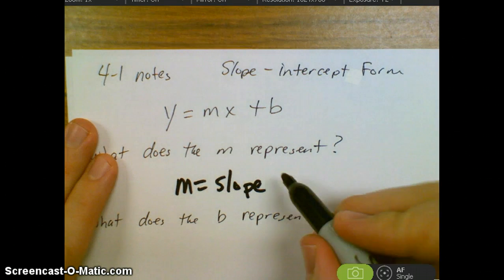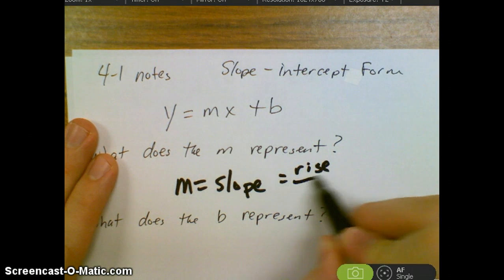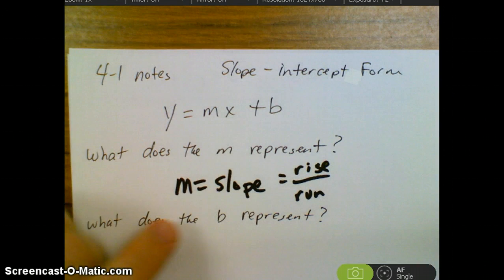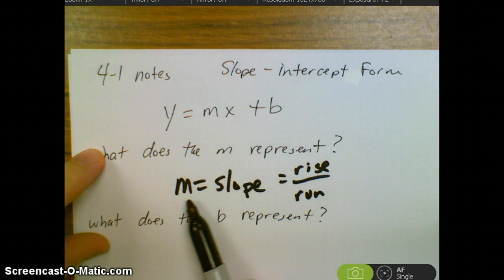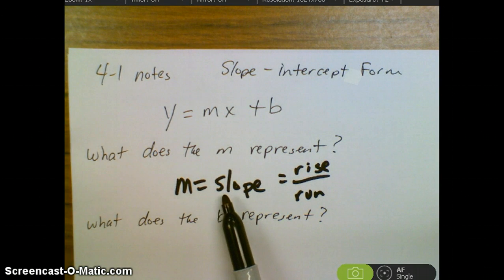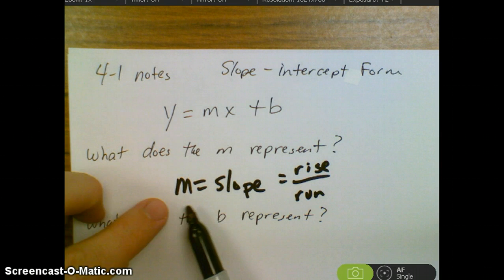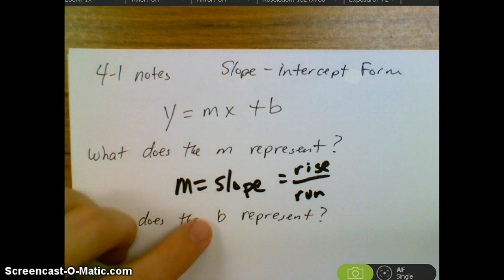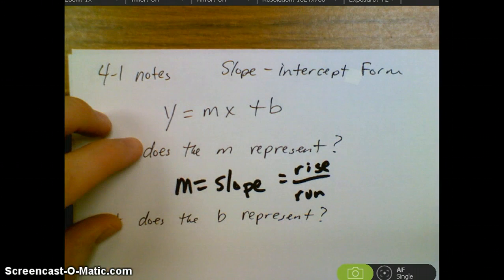So we can look at it also as the rise over the run. Now there's a couple reasons why they use m instead of s. S could look like a 5. Just something different, I guess. But the slope is m, not s. Slope is m. B is the y-intercept.